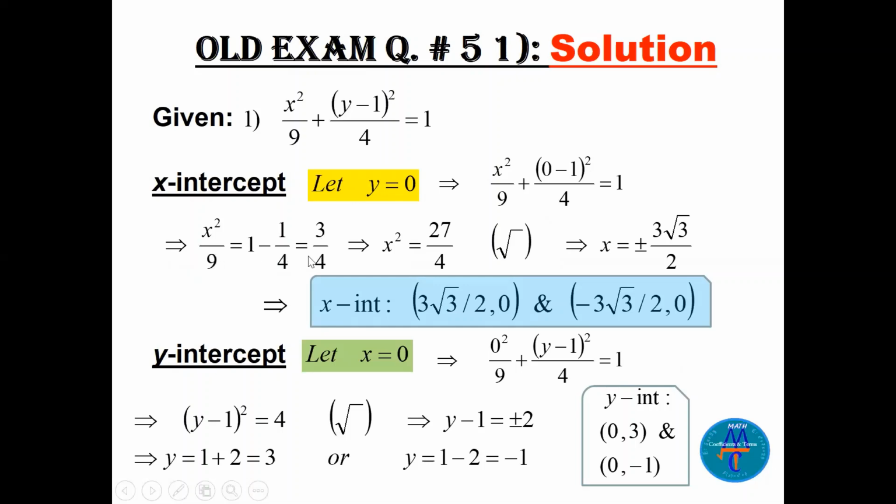Multiply this equation by 9. So x squared becomes 27 over 4. Take the square root, plus or minus 3 square root of 3 over 2. So we have 2 x-intercepts here. So x-intercepts, where y will be 0.